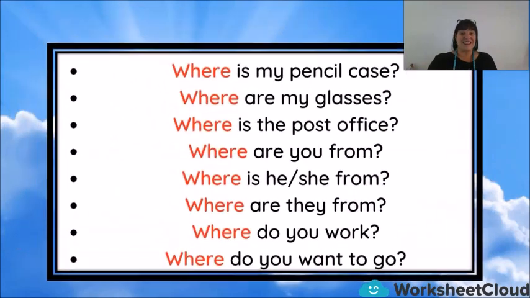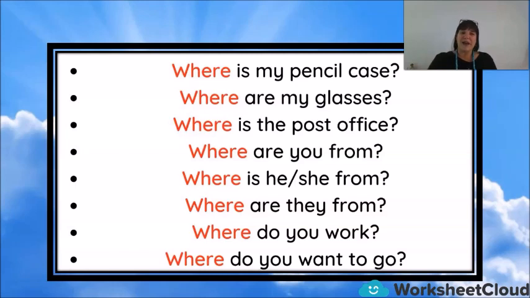Let's look at a few sentences with where. And remember, the answer will have a place. Where is my pencil case? Your pencil case is on the shelf. Where are my glasses? Your glasses are on your head. Where is the post office? The post office is in Durbanville.